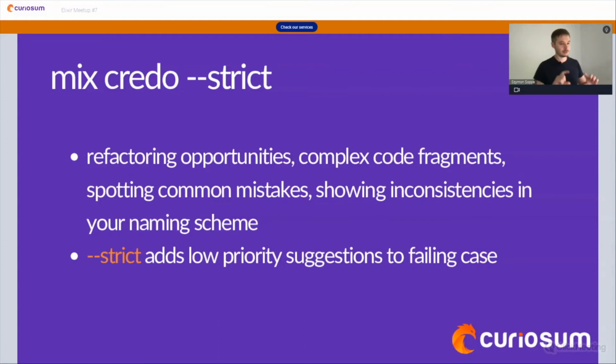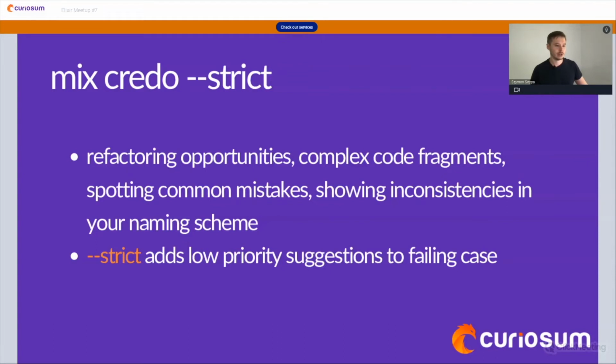But as a short description taken from the README, it searches for refactoring opportunities, complex code fragments, spotting common mistakes, showing inconsistencies in your naming scheme. You can even enable an option to have the aliases in alphabetic order. So there are a lot of different options. You can disable, enable each of the options. It's up to you and your team to decide whether you want it or not.